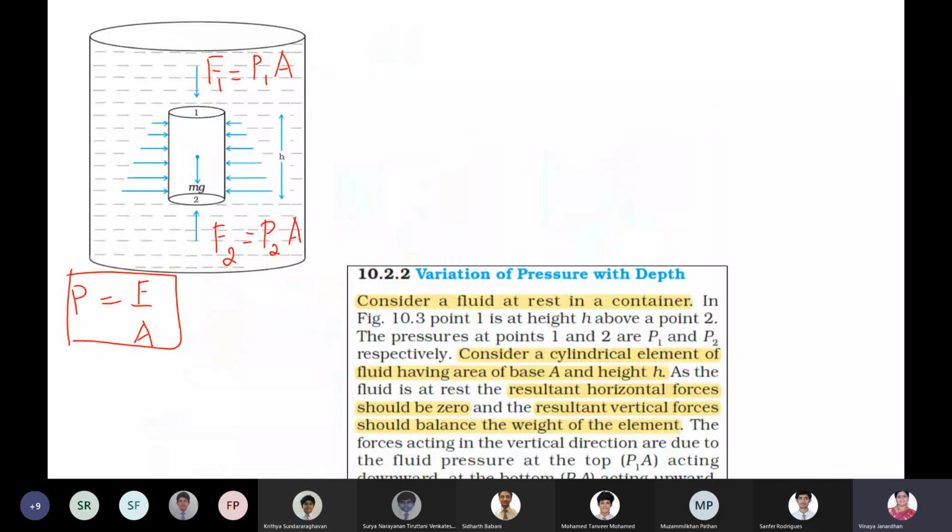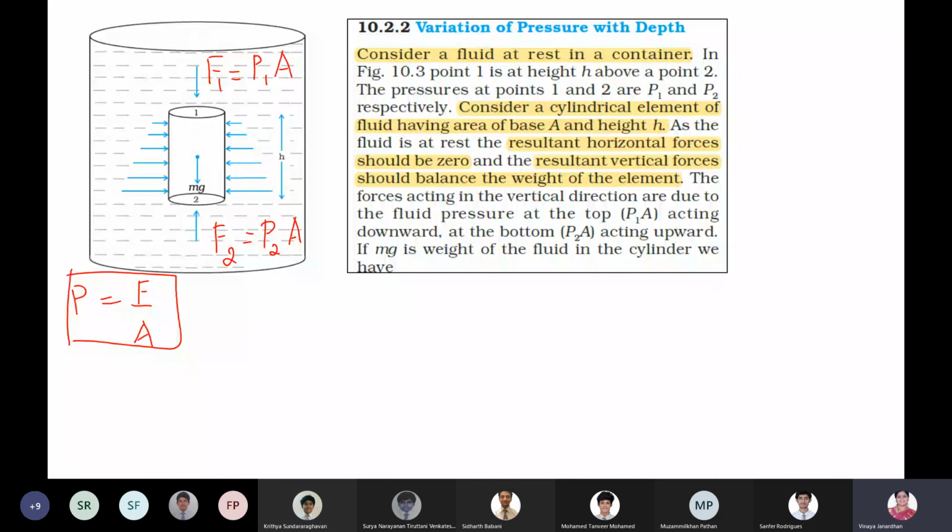Let's start with the variation of pressure with depth. Ma'am, I just started explaining. Okay, that's it. Boys, no need for the derivation part. You should understand. Your aim is to find.